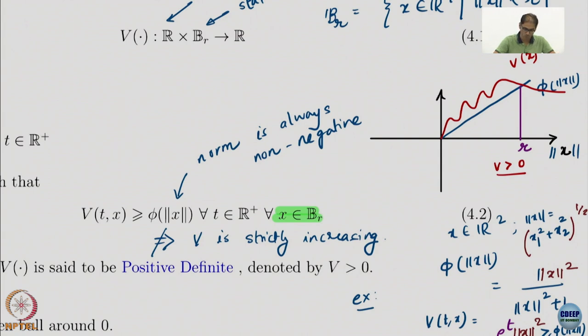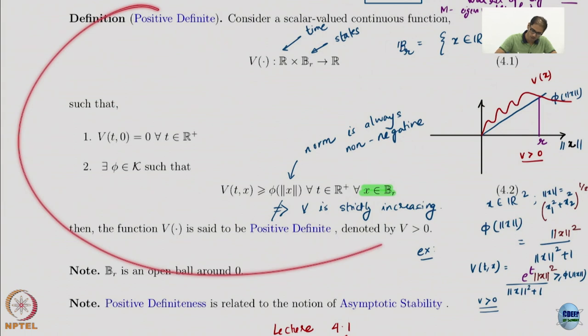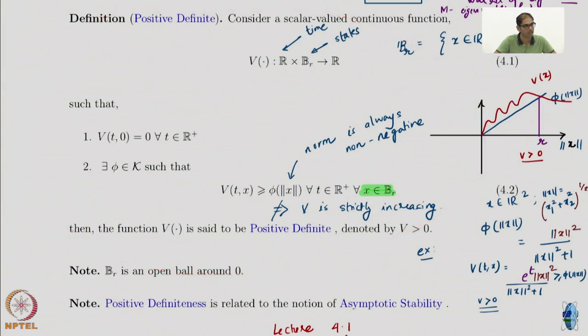Okay, so two things. This characterization does not mean that V is strictly increasing. It only requires V to be bounded below by a strictly increasing function, and it does not have to be bounded for all states. It has to be bounded only for certain states in a certain ball of radius r. That's how we are doing this characterization, and that's it. This is what a positive definite function is. This is how we define it. We have still not connected it with the matrix definition for linear systems. We'll go there.